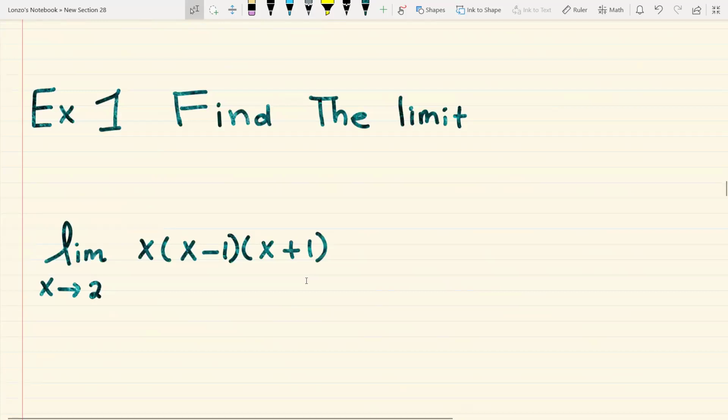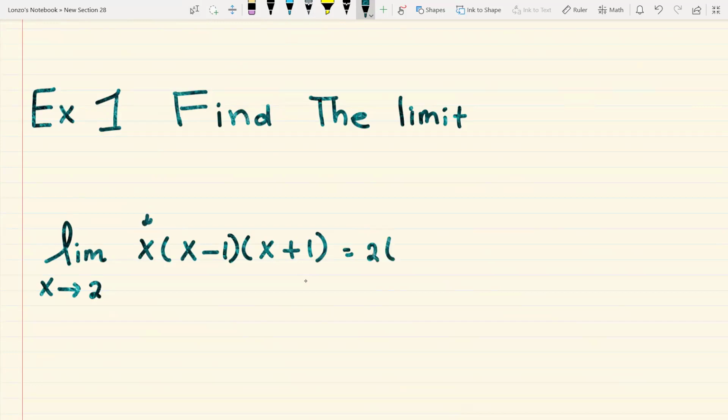So example 1 says find the limit. So the limit as x approaches 2 of x times (x minus 1) times (x plus 1). This 2 does not have a plus or a minus, so it's not a one-sided limit. It's not a rational function, so we can't factor anything out. So what I would do is just do rule 1. Plug in your x value into your problem, and let's see if you have a real number. So wherever you see an x, plug in 2.